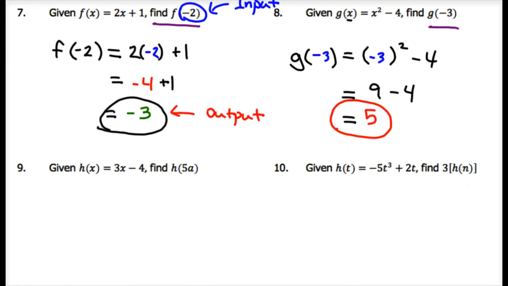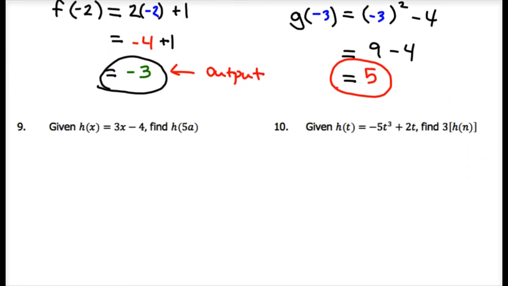Okay, number 9, my function rule is h of x equals 3x minus 4. I'm supposed to find h of 5a. Well, this works the same way as it did in the examples above. So I'm going to take my input they're giving me, which is 5a, and I'm going to plug that input in everywhere I see this x.